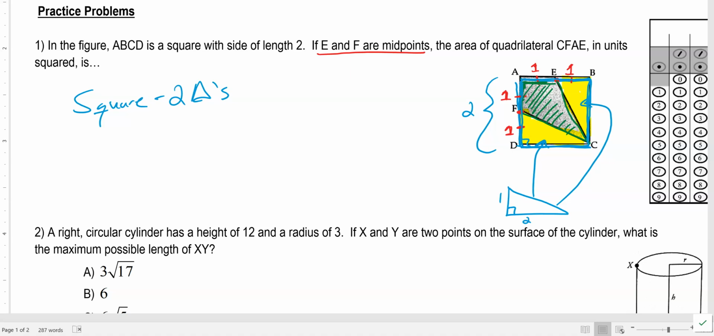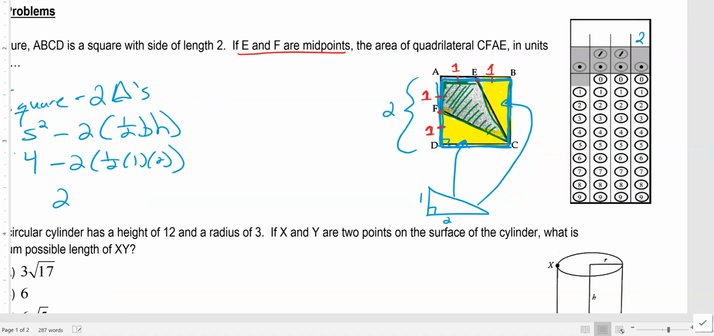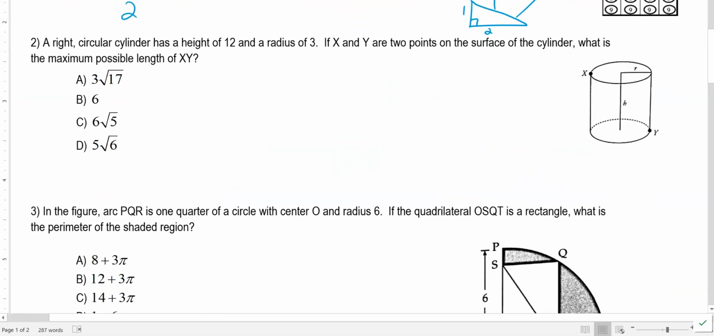The area of the square is base times height, or side squared. For triangles, the area is 1/2 base times height. So that's going to give us 4, because the side is 2, minus 2 times, and if you look at your triangle, your base and your height are 1 and 2. The triangles, not the square, those little triangles. So 1/2 times 1 times 2, and you're going to get your answer of 2. If we bubble that in, we put a 2 on the end. So a big shape minus a couple little shapes gives us that shaded region in between.